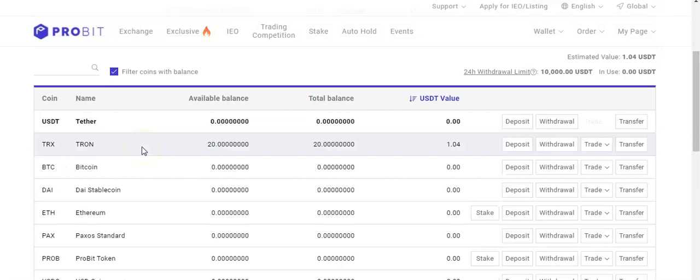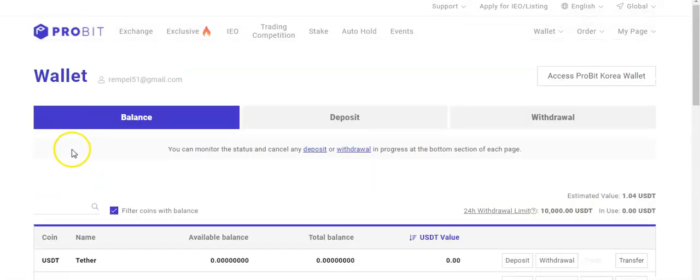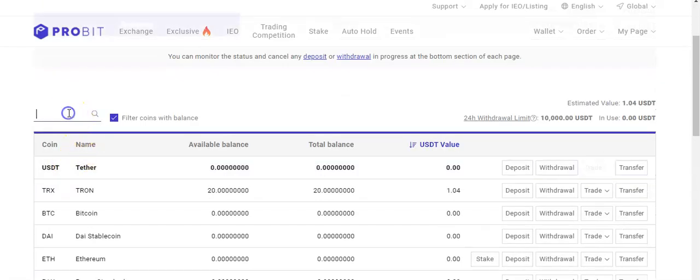Here you can see all of the tokens. You can scroll down, or you can simply just search by name. Type in the name, and then instantly it comes up. I did a practice run with Tron, and instantly, within less than a minute, my balance showed, my TRX coin showed up in my balance. So that's how simple it works.